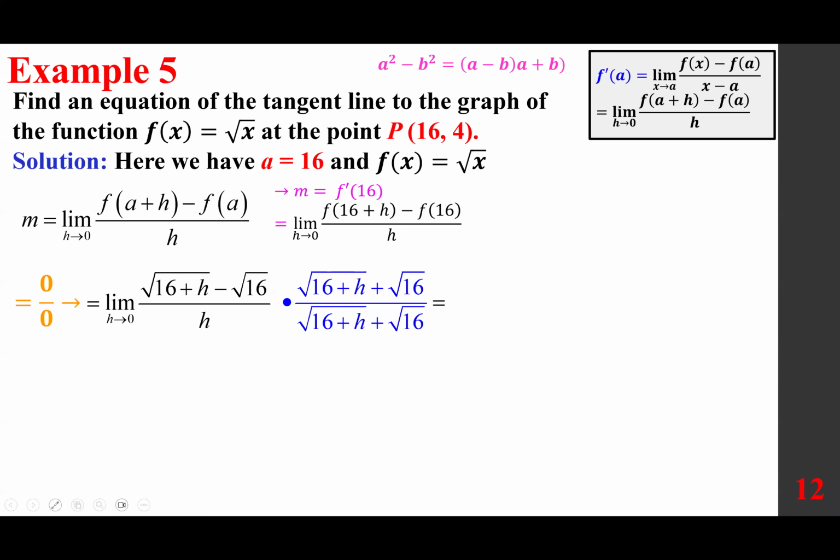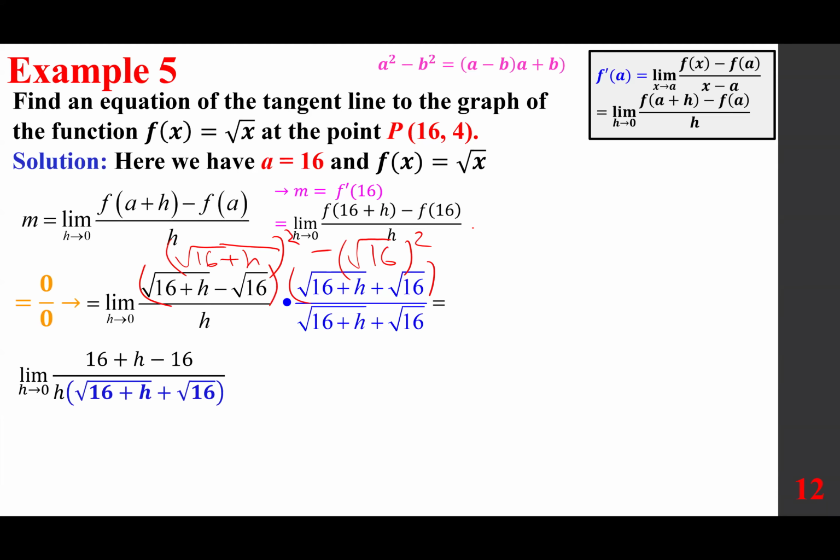And the numerator, you get a squared, which is square root of 16 plus h quantity squared minus square root of 16, or simply 4 quantity squared. You get 16 plus h minus 16 in the numerator. The denominator, you just don't touch it. And these two cancel each other. The numerator is h. And we have what we wanted. Remember, going back here, the problem is the 0 in the denominator, and now you can cancel it. So h goes away. So the numerator becomes 1.